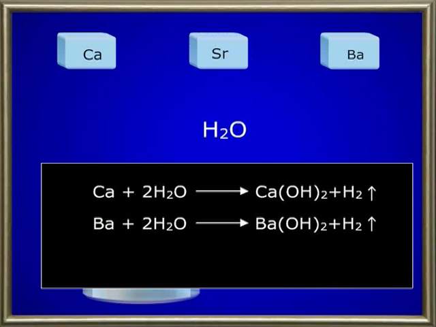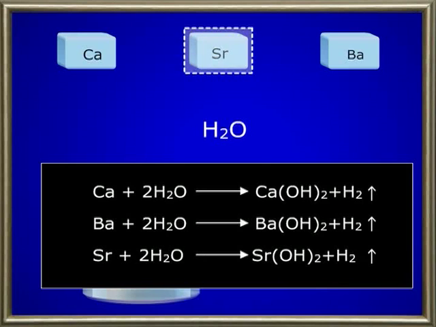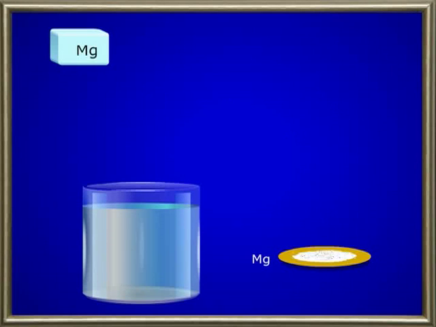Strontium reacts with two molecules of water to give you strontium hydroxide and hydrogen. The chemical equation for this reaction is Sr plus 2H2O gives Sr(OH)2 and H2. Magnesium, even though it does not react with normal water, does react with hot water, liberating hydrogen.